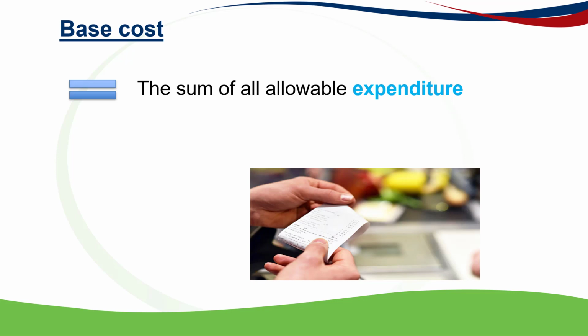The base cost of an asset acquired before the 1st of October 2001 is determined differently from an asset acquired on or after the 1st of October 2001. The reason for this is because capital gains tax was introduced in our legislation on the 1st of October 2001. The 1st of October 2001 is referred to as the valuation date in the Income Tax Act.